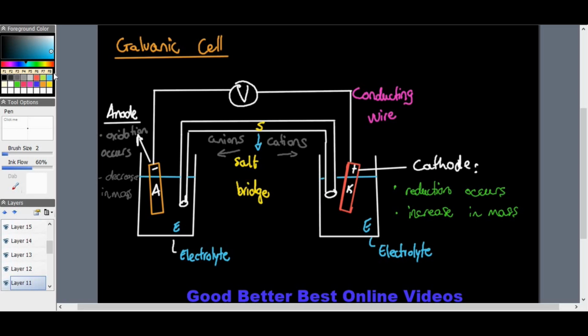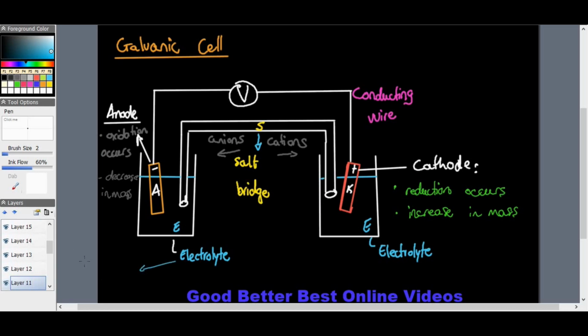The electrolytes that will be used are different. In the anode, it's a saline solution with the corresponding ion as the anode. As well as with the cathode, it's also a saline solution with the corresponding ion as the cathode. For example, if the anode was a zinc electrode, there'd be a zinc sulfate electrolyte. If the cathode was a copper electrode, then the electrolyte would be copper sulfate. So it's a salt solution that is made up of the corresponding ion of the electrode itself. So zinc with zinc, copper with copper, even though they're in electrolyte form.